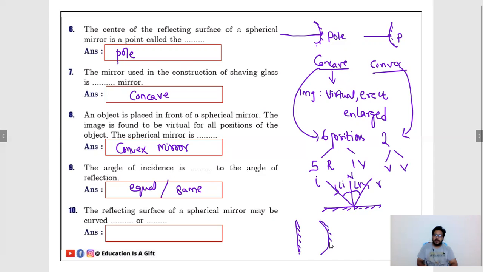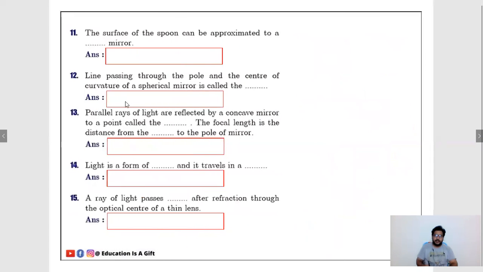So this is non-reflecting surface and this side is reflecting surface. This one is known as concave mirror. And if a mirror which is bent outwards, this is non-reflecting surface and front side is reflecting surface, this is convex. So the reflecting surface of a spherical mirror may be curved inside or outside, or you can write it as inwards or outwards. That is the answer.